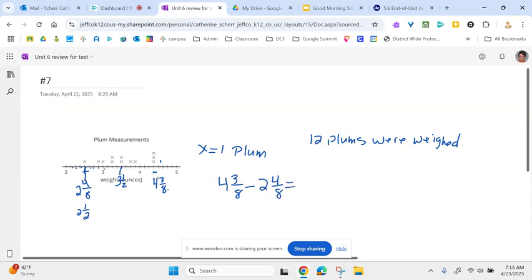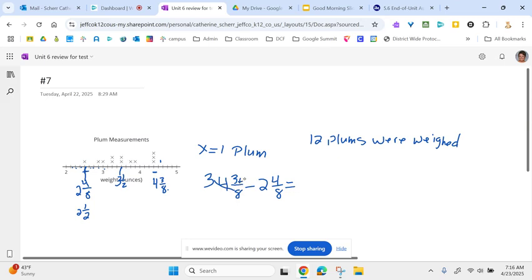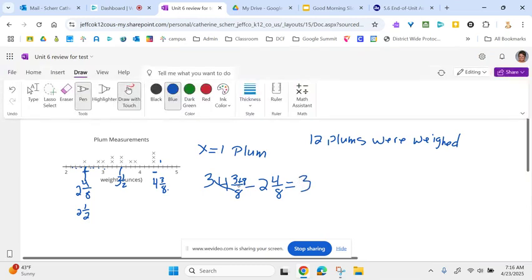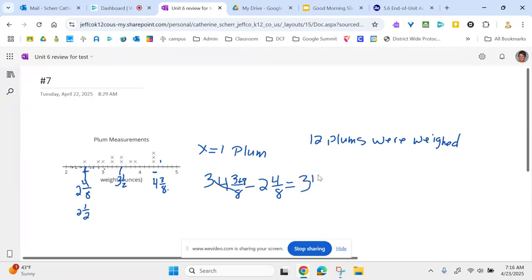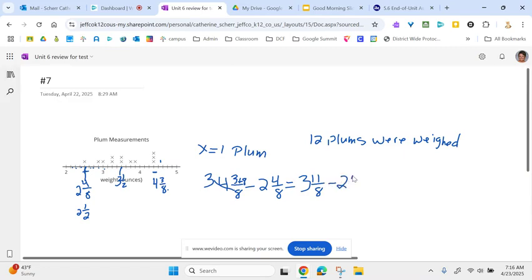So I have the most amount weighed and the least amount weighed. So when I go to subtract, I can already tell I'm going to have to borrow. So I'm going to take 1, make my whole a 3. My whole is 8 pieces, so I'm adding 8 to my numerator. I'm going to have 3 plus 8 is 11. I got 11 because there's 8 pieces in a whole, and I borrowed a whole. So keep my denominators the same, minus 2 and 4/8.